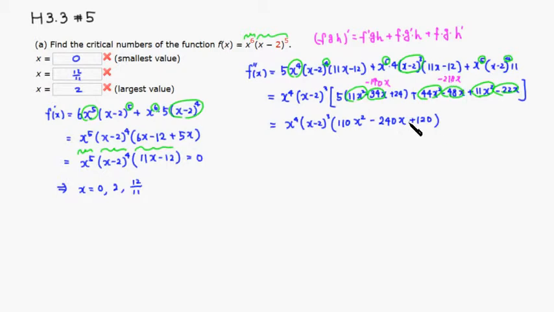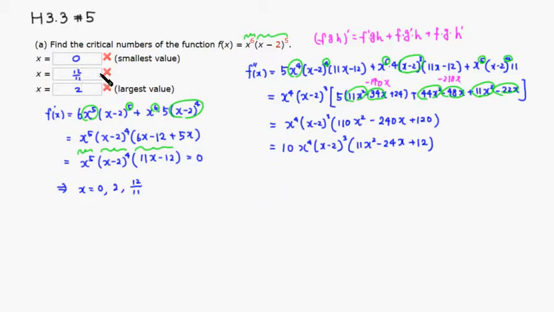So at least everyone has 10 in common, so I'll pull out 10. So 10 is out here. So you have x to the 4th times the quantity x minus 2 cubed. Then you have 11x squared minus 24x plus 12. Right? So this is a second derivative, so I'm not sure if I can factor this out, but personally I don't really care. Alright, so let's look at the second derivative at the critical numbers.